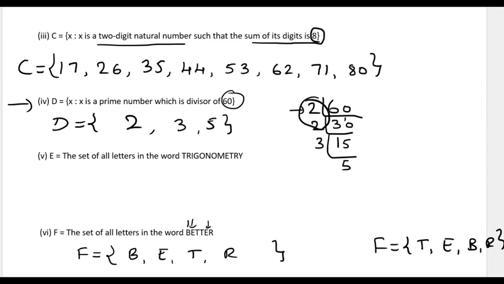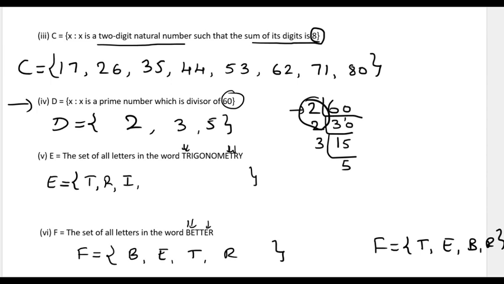Now coming to the next question. The set of all letters in the word trigonometry. E is equal to the set of all letters in the word trigonometry. So E is equal to, you have to write all the letters separated by commas, and the elements we should not repeat here. So if you write T once, again we should not repeat this. Again write R one time, this R we should not repeat.